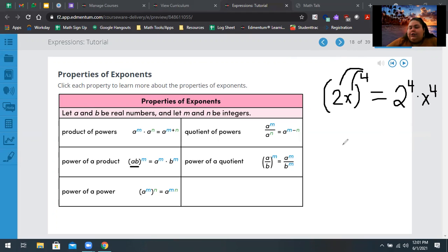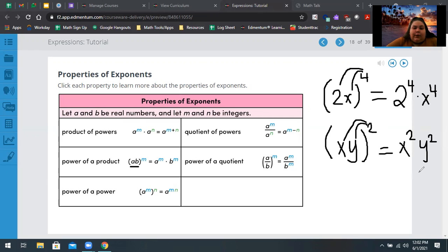Now, I kind of jumped into a little bit of the power of a power, but let me give you another example before we move on to the next one, with variables. We already have a and b, but we can use the common ones that we normally see, x and y. So xy to the 2 power. Again, that 2 gets distributed to the x, and that 2 gets distributed to the y to get x squared y squared.